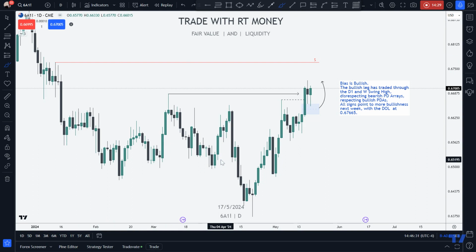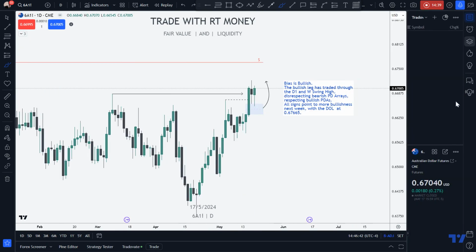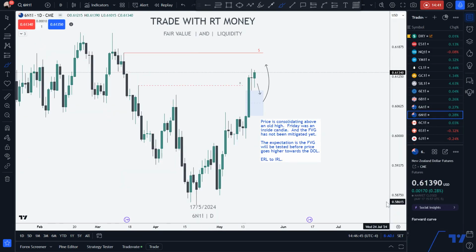That is the draw on liquidity. I believe price will head on up and try and make that. All right, let's move on to the next one, which would be New Zealand dollar USD.